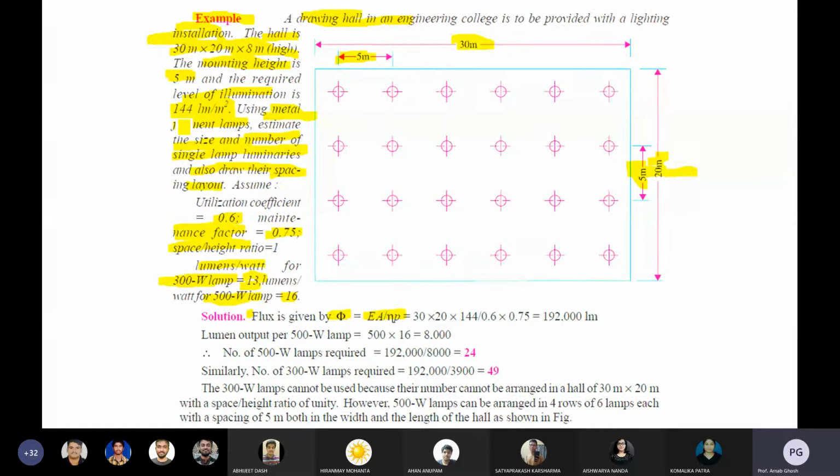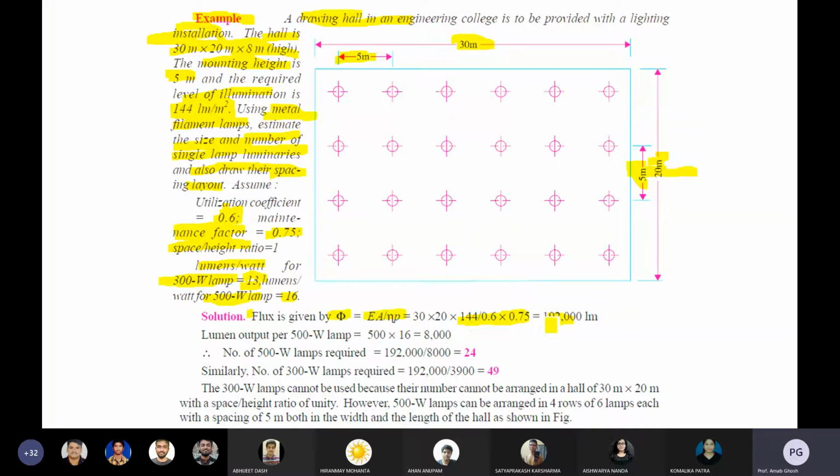Then the utilization factor is given as 0.6, and then the maintenance factor is 0.75. Okay, that's given. So 192,000 lumen is coming.